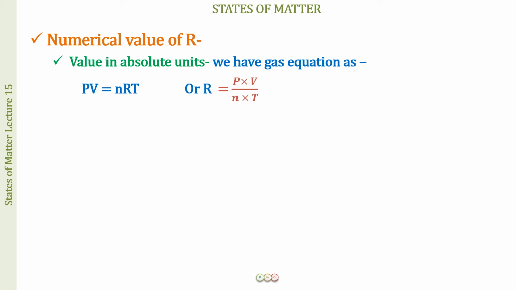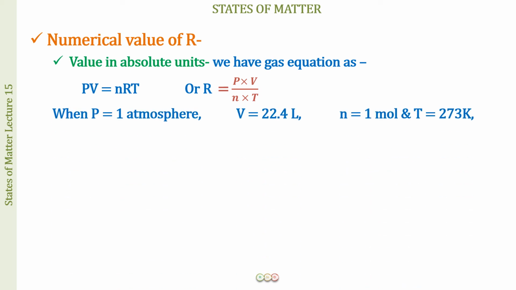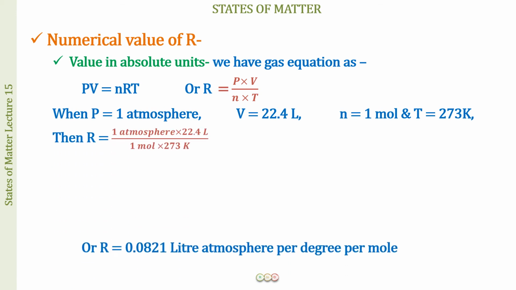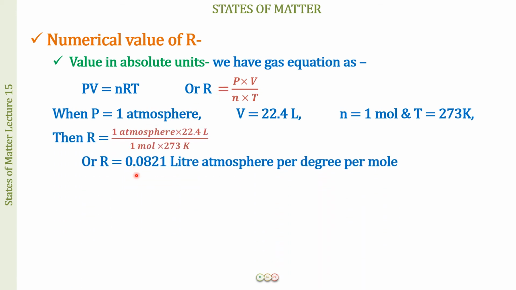So putting that information over here, at STP the pressure is 1 atmosphere, the temperature is 273 Kelvin, and we have 1 mole of a gas occupying a volume of 22.4 liters. So we will be putting all these values into this equation and getting the value of R to be equal to 0.0821 liter atmosphere per degree per mole.